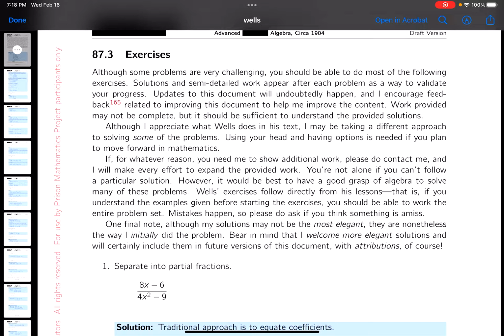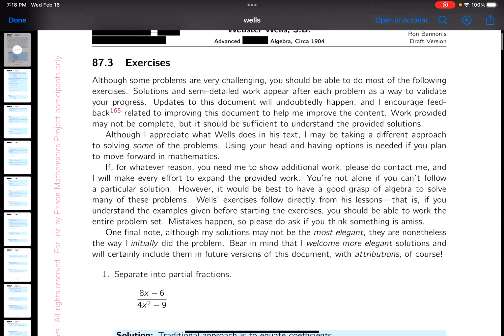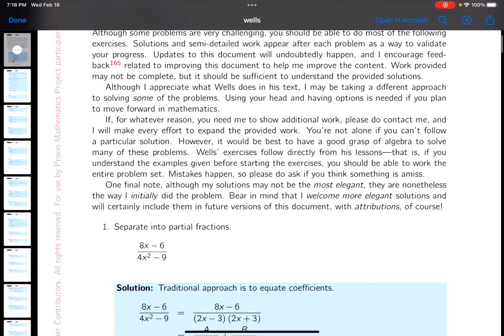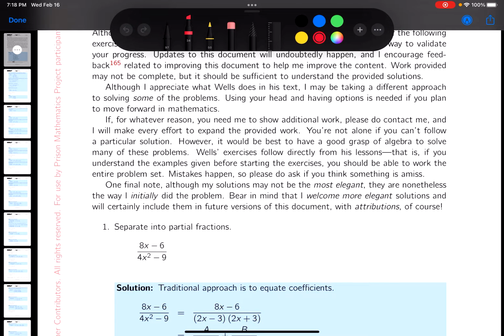Okay, the first step in doing partial fractions is to factor the denominator. And it looks fairly simple. Let me get my pen out first of all. So looking at that denominator, I'm seeing it as 2x minus 3, and then I see it as 2x plus 3. Put a plus sign between it.